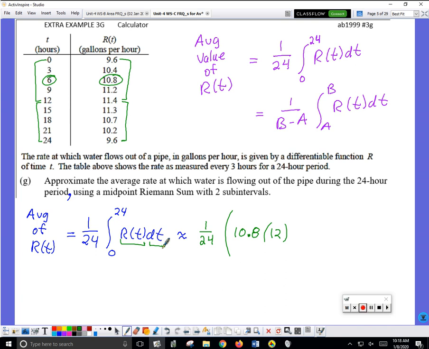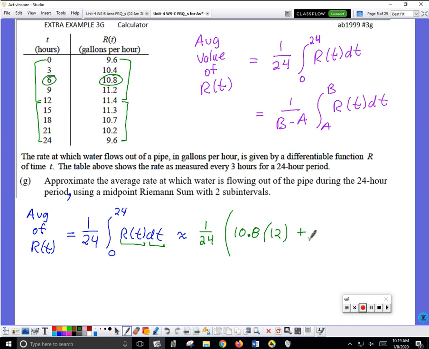And I find the value of R that is in the middle. So R in the middle is 10.8. Now I need to multiply by dt. dt means difference in time. So for this first subinterval, the difference in time from the beginning to the end is 12 hours. Cool. So plus, do it again.